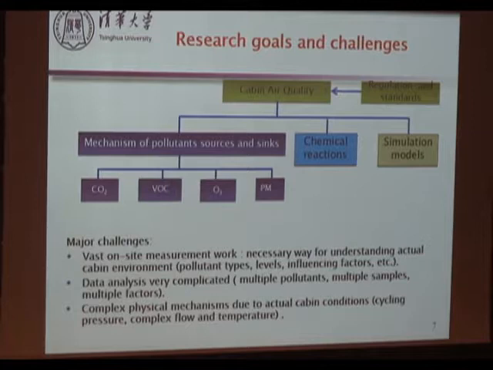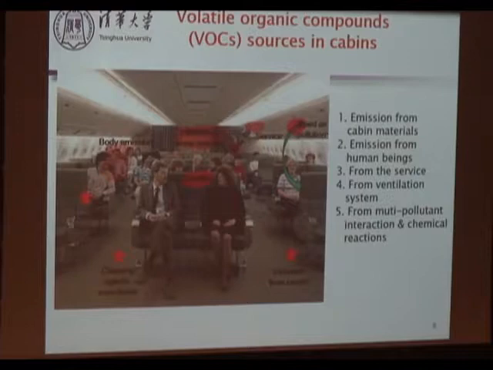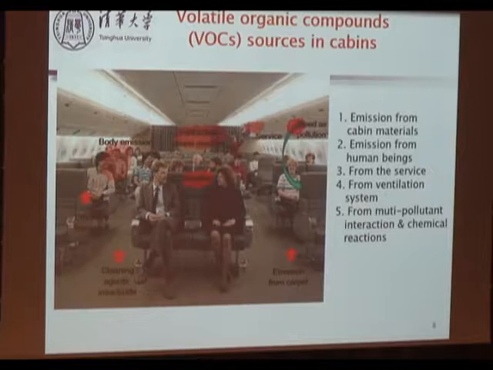Next, I was going to talk about the VOCs, volatile organic compounds. There has been a lot of talk about VOCs at this indoor air conference, so I'm not going to give very basic information. When you are sitting inside the aircraft cabin and look around, you can easily identify some of these VOC sources. For example, the materials, the carpet, the seats, they generate VOCs. And ourselves, the passengers, also generate VOCs. The services, like the food, drink, and also cleaning agents and air fresheners. The ventilation system itself could also bring in some pollutants. And finally, as I just mentioned, there are chemical reactions happening inside the cabin, which could also generate VOCs. So you are really looking at a complex volume with a lot of different pollutant sources of VOCs.